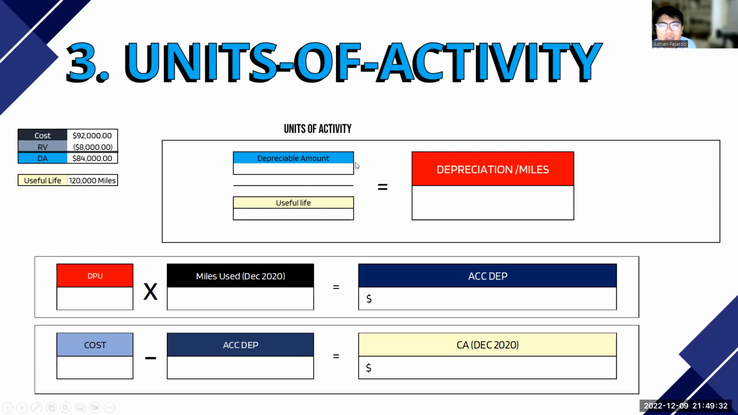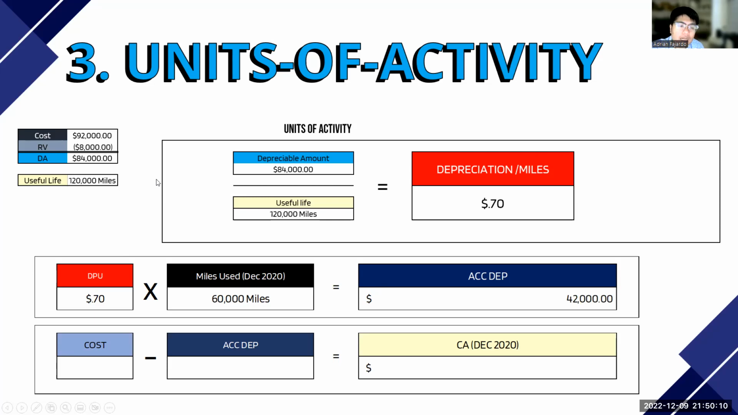So your depreciable amount is 84,000 divided by 120,000 in miles, which gives you a DPU of 0.70. Now, what's the shortcut to get the ACDEP for 2020? You total the number of miles from the purchase all the way to December 2020. So now that we know our DPU is 0.70 times 60,000 miles, which is basically the 2 years' worth of miles from 2019 and 2020, it will give you an ACDEP of 42,000.